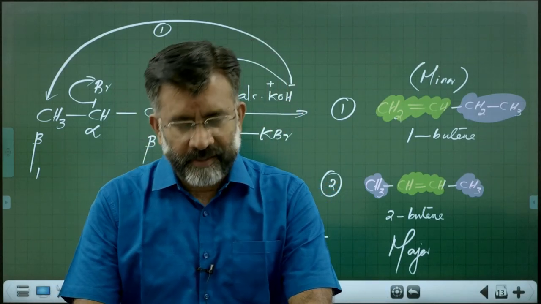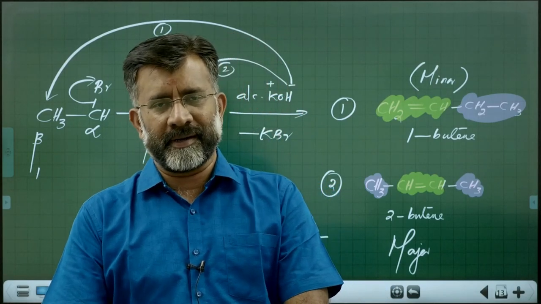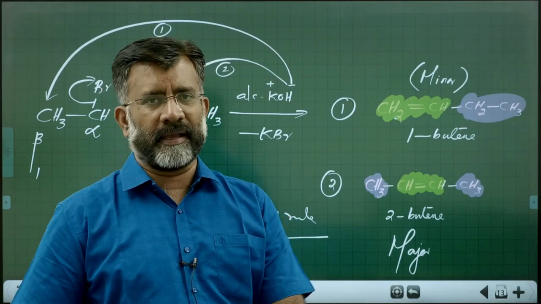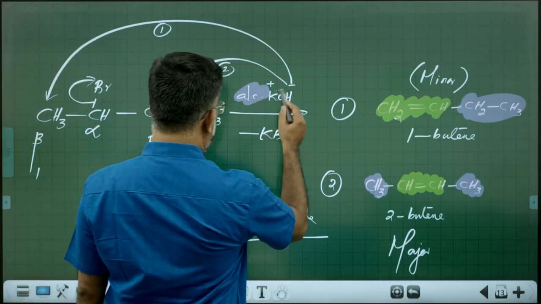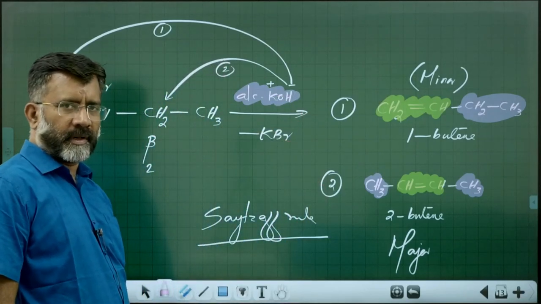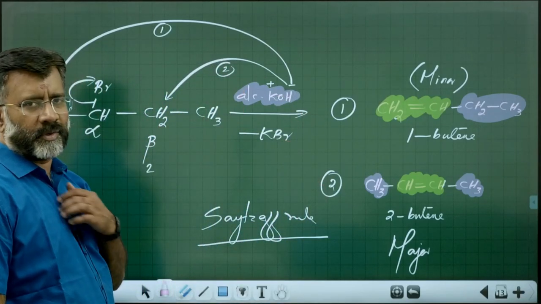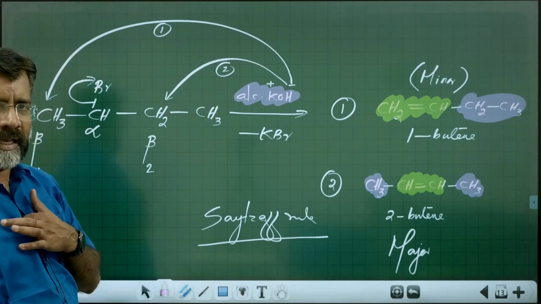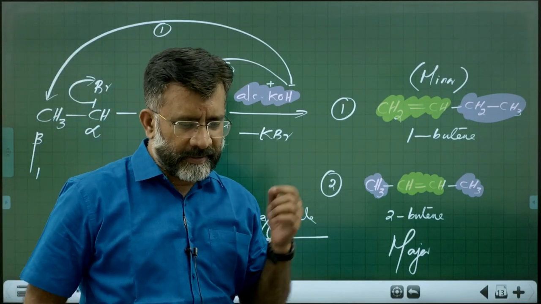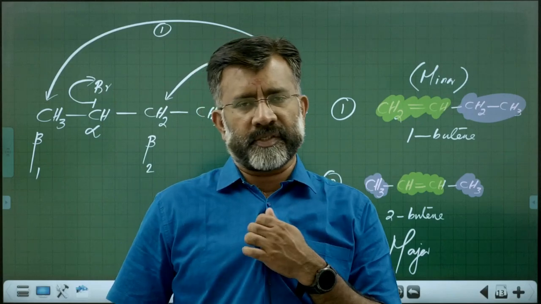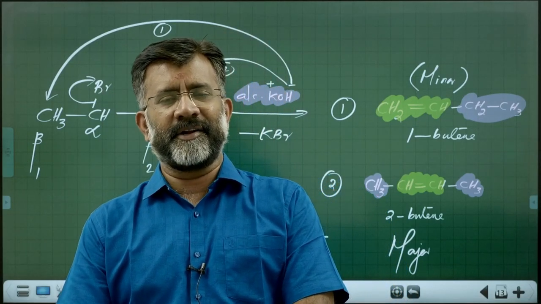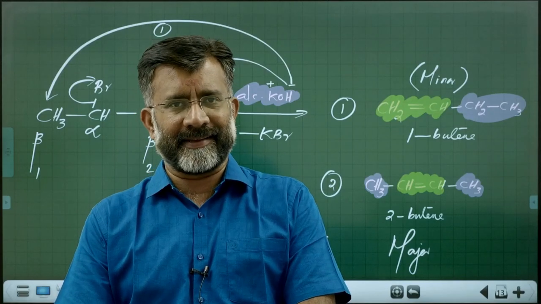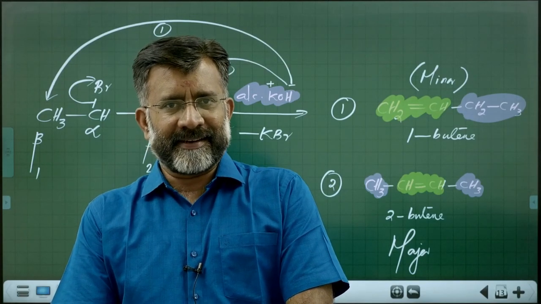So this is something important to be noted in the case of elimination reaction. If you take an aqueous solution of KOH, there will be a substitution reaction. If you take an alcoholic solution of KOH, there will be an elimination reaction. It is in fact alpha-beta elimination. It is called beta elimination reaction, a dehydrohalogenation reaction. Is it clear?